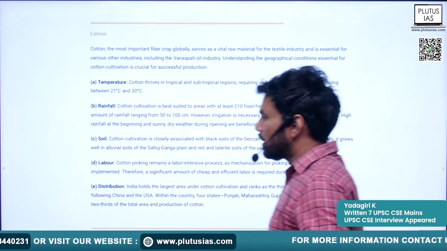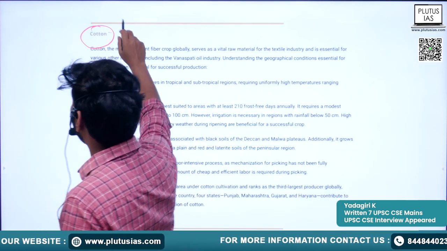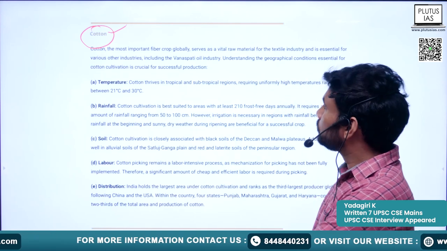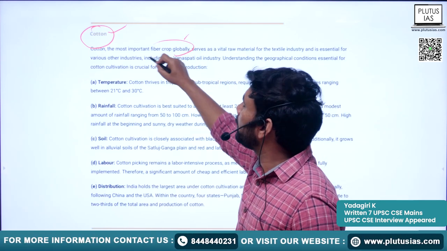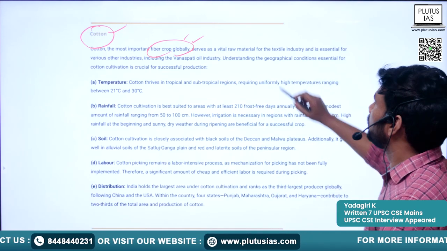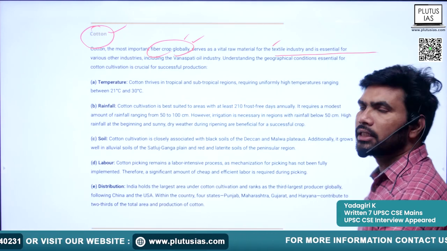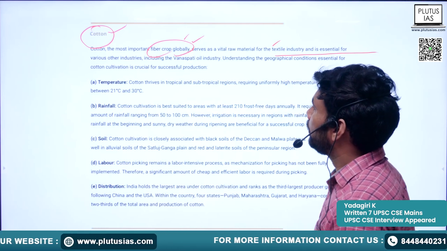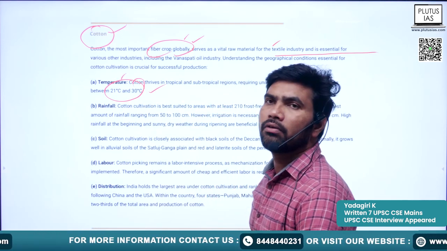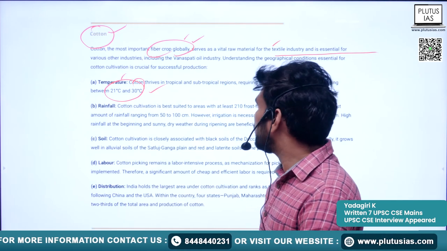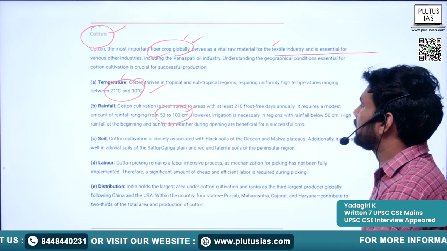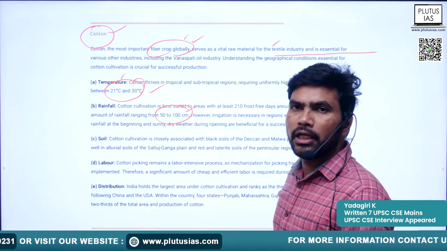Right. Next, another important commercial crop in India is the cotton crop. It is the most important fiber crop grown not only in India but also across the world. It serves as the vital raw material for the textile industry, as you all know. Right. The ideal temperature is between 21 to 30 degree centigrade. Right. The ideal rainfall is 50 to 100 centimeters.